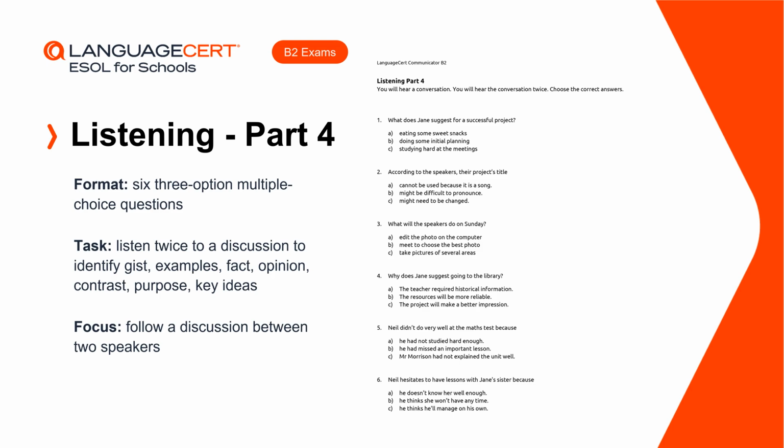Finally, in part 4, test takers are required to answer 6 3-option multiple-choice questions about a discussion. They will hear it twice and may be asked to identify gist, examples, fact, opinion, contrast, purpose, key ideas, etc. What is assessed here is their ability to follow a discussion between 2 speakers.